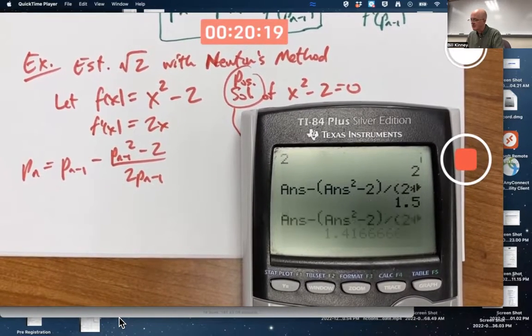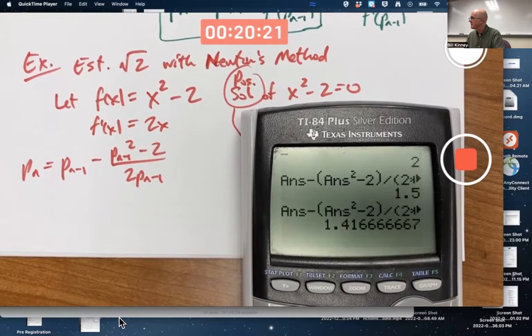Here's p sub 2, 1.416 repeating. You could write these numbers down if you like. P sub 0 is 2, P sub 1 is 1.5, P sub 2 is 1.416 repeating. P sub 3 is 1.4142, and if you've memorized square root of 2, or at least approximately memorized it, that's getting pretty close.